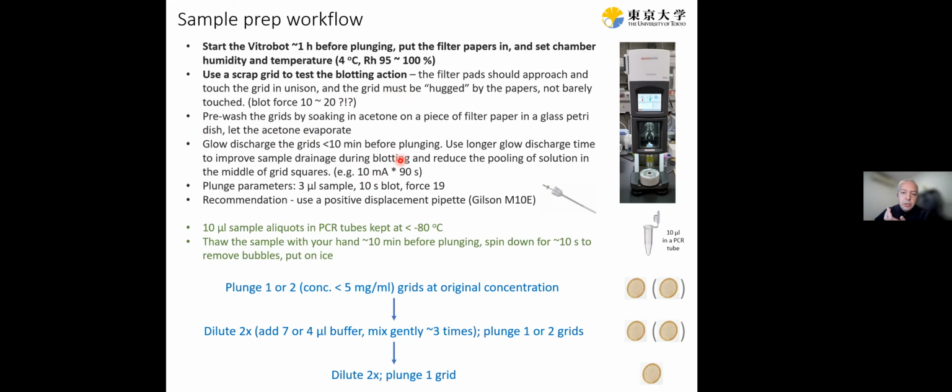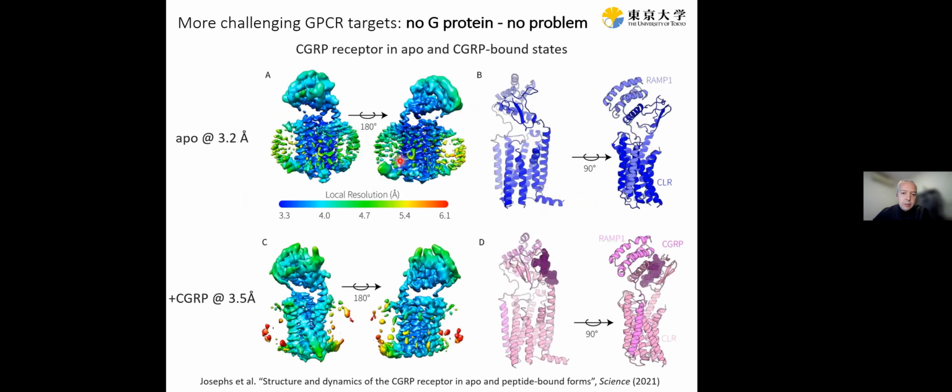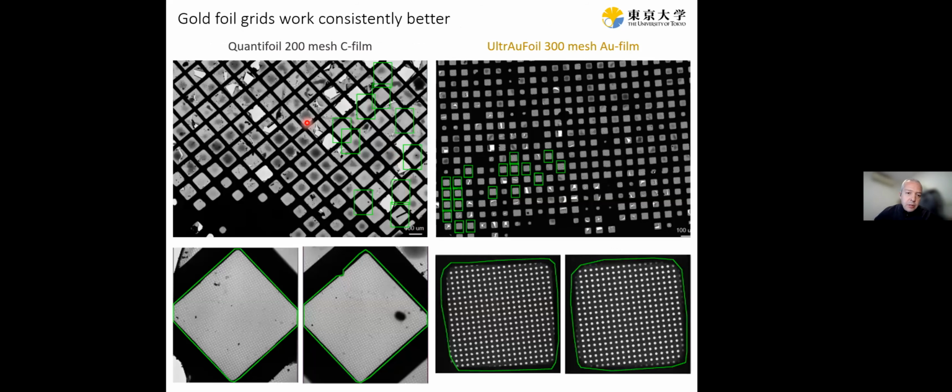Glow discharge conditions: basically, I increase the glow discharge time until I see less and less pooling of the sample in the middle of the square. So I will go back to the grid maps. If in the grid maps you see a lot of these dark blobs in the middle of squares, that means there is a liquid drop remaining in the center of the square. That means there was no hydrophilic path for this liquid to drain through to the filter paper.